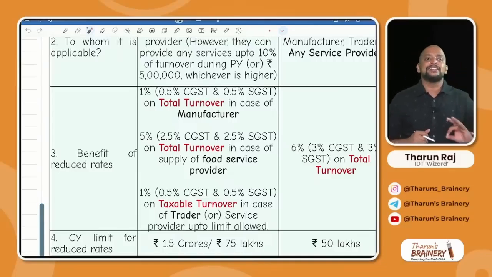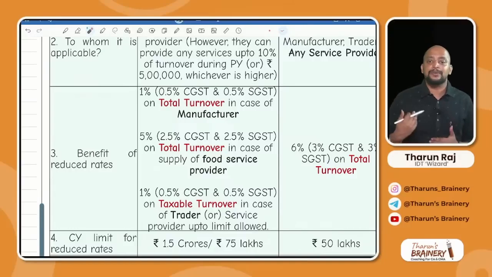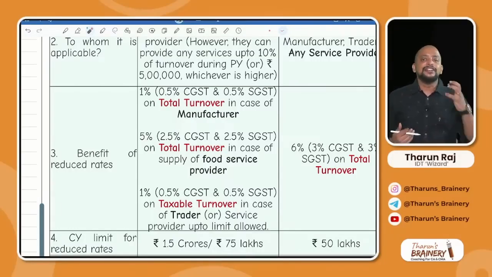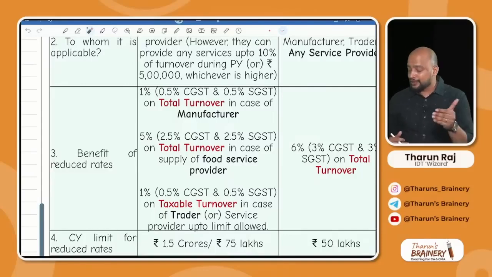You remember the rates like this, but when you write in exam it should be 0.5% CGST, 0.5% SGST, because a person who is under composition scheme should not make interstate supplies. They should make only intrastate supplies, due to that reason.